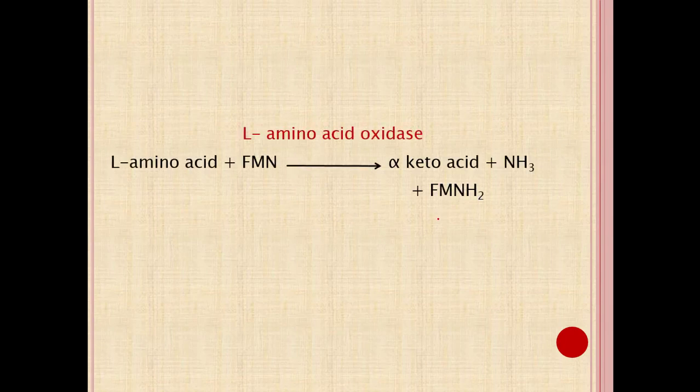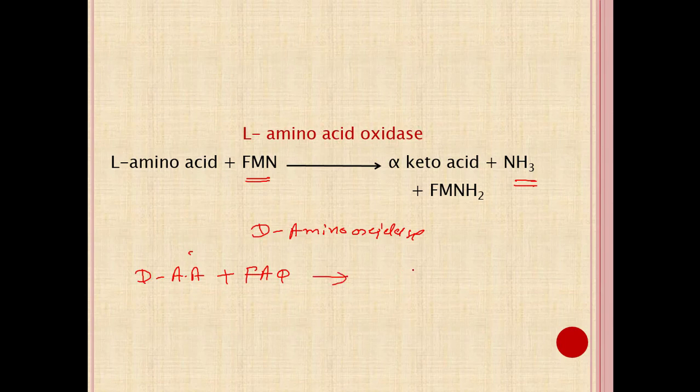The second oxidative deamination, which utilizes FMN, is by L-amino acid oxidase enzyme, which removes the amino group from the L-amino acid. Third is D-amino acid oxidase. Same as the L-amino acid oxidase, D-amino acid plus FAD is converted into the respective keto acid plus ammonia is removed, and FAD is converted into FADH2. So all three are oxidative deamination, because along with that one reductive reaction occurs.